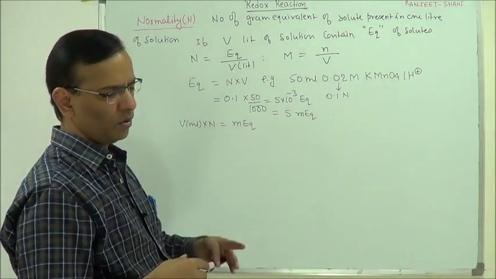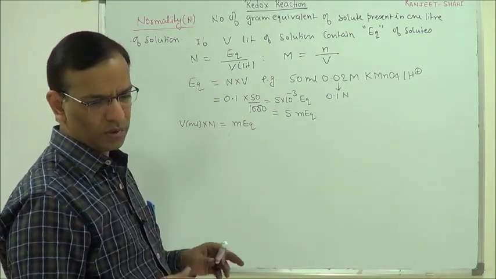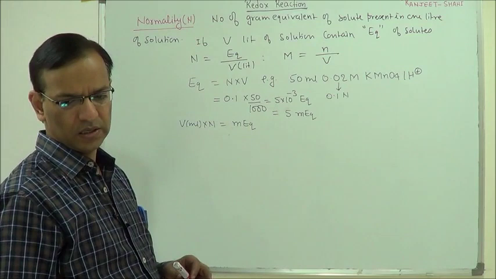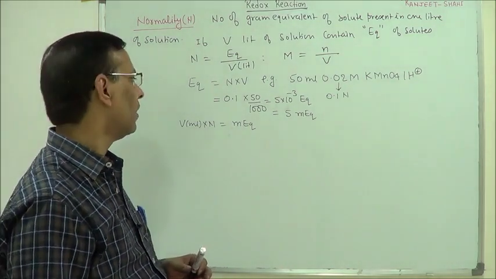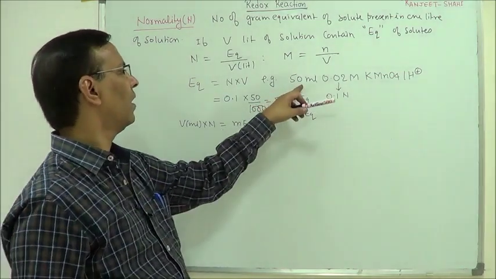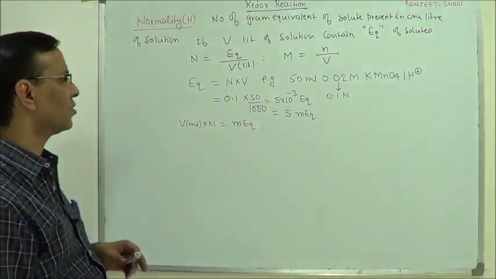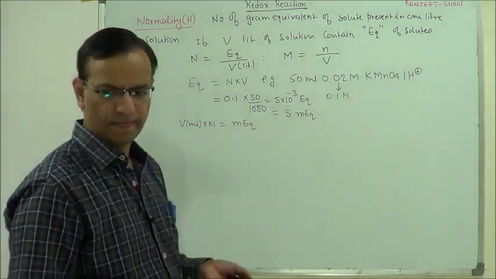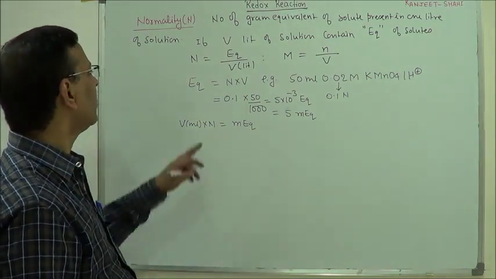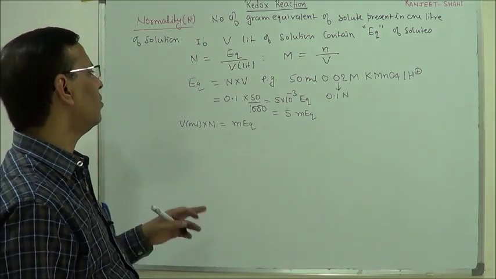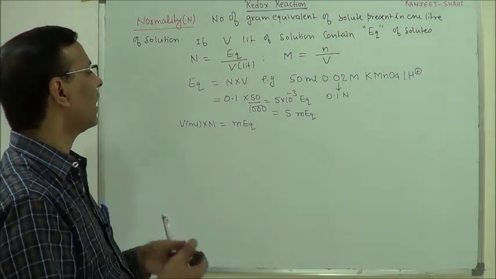It is convenient to adopt this milli equivalent form because we always get volume in milliliter. Small volume is used. So normality is used to determine the number of gram equivalent.